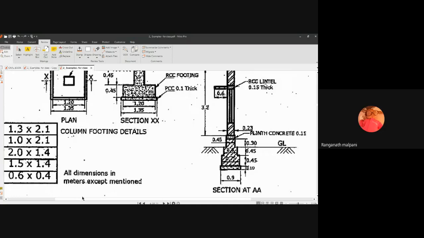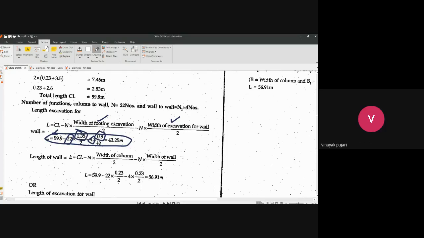0.9 width for wall, sir. Width for excavation for wall. Now that is clear? Yes or no? Yes, sir.